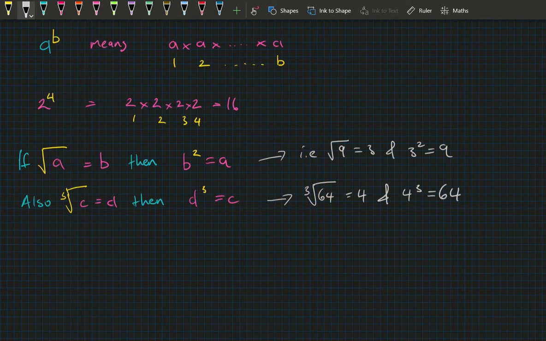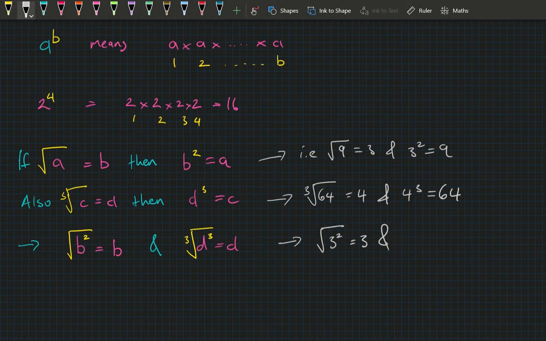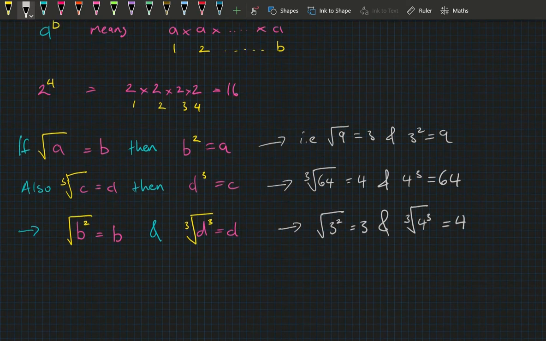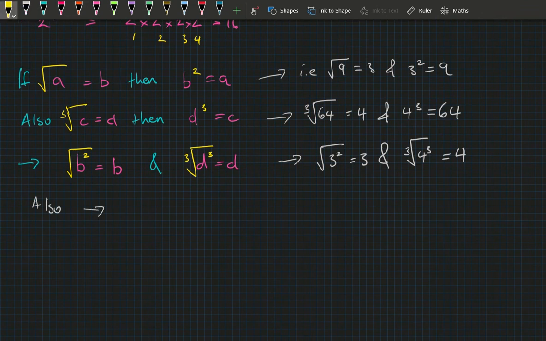So sticking to the same a, b, c's and d's here, if we were to substitute b squared in for a, because we've already established that b squared equals a, and then substitute in d cubed for c, we'd end up with the square root of b squared is equal to b, and the cube root of d cubed is equal to d. So using the same numeric examples, 3 squared is equal to 9, so the square root of 3 squared is equal to 3, and 4 cubed is equal to 64, and we know that the cube root of 64 is equal to 4.